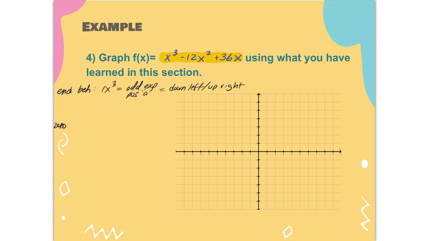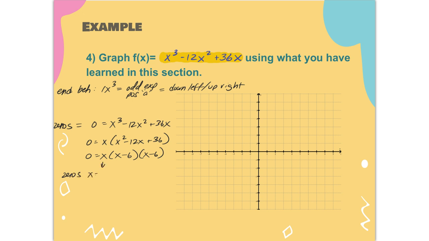When I'm doing my zeros, I'm going to set the entire equation equal to 0 and solve. When I look at this one, I recognize, because I know factoring and GCFs, that I can factor out an x here. So I have x squared minus 12x plus 36, and I can factor this a little more: x minus 6 times x minus 6. My zeros are going to be x equals 0, 6, and 6. So obviously it's just going to be 0 and 6.